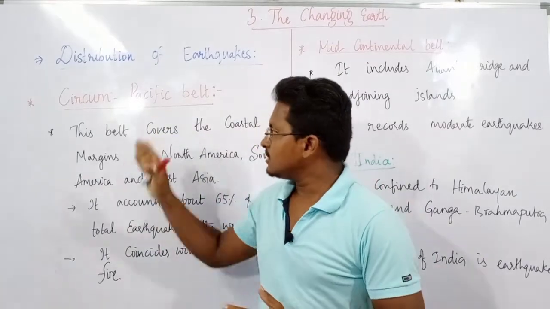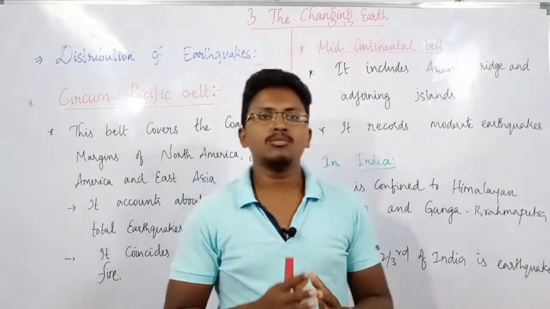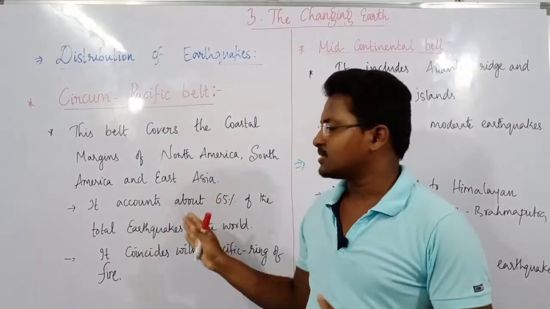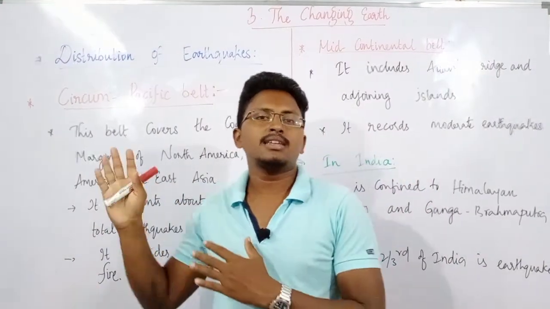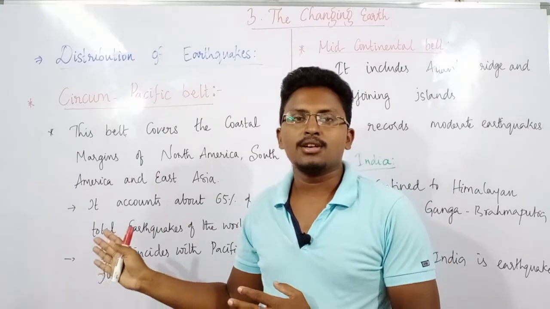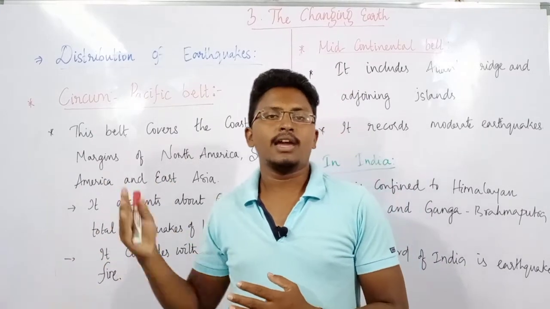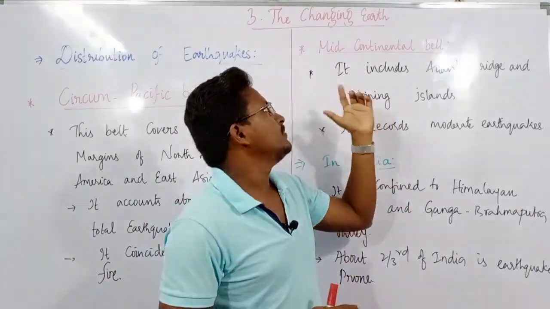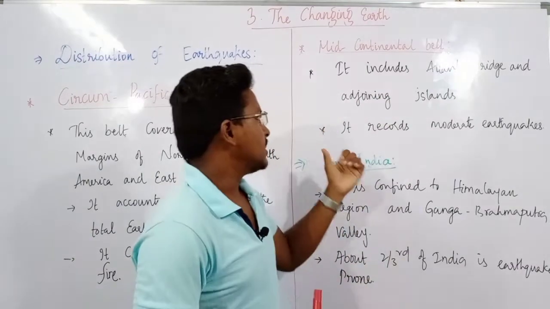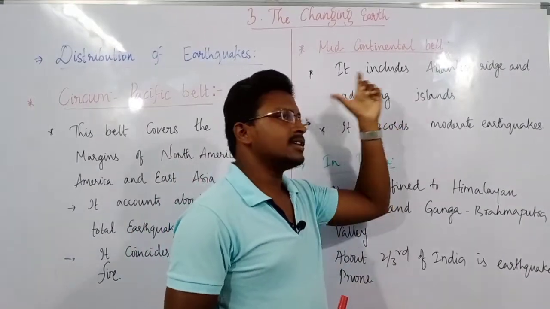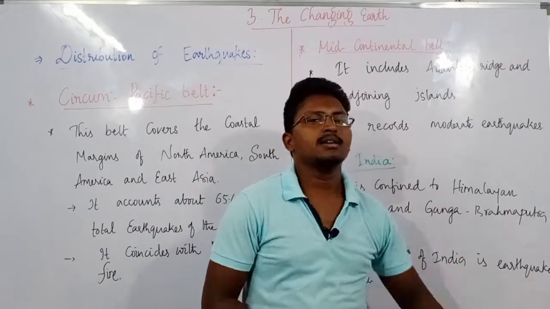Why? Because the Circum-Pacific Belt accounts for 65%. Therefore, there are chances of more frequent and extreme earthquakes. But in the mid-continental belt, this region mainly records moderate earthquakes.